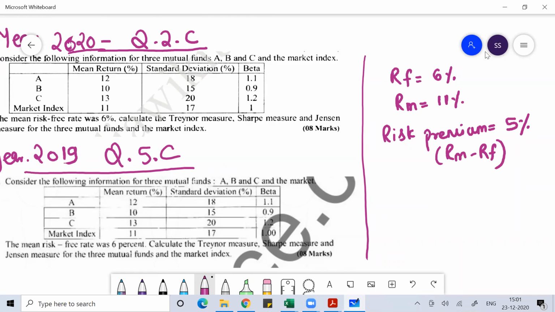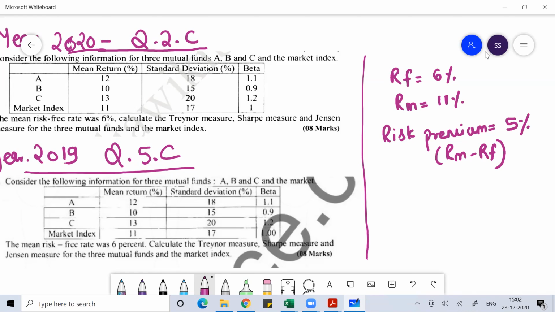Fine, everyone. So you have three mutual funds given, A, B, C, and their mean returns, standard deviation, and beta are given to you. Beta is the factor which measures the systematic risk on the stock, while standard deviation measures the unsystematic risk. So you know the difference between systematic risk and unsystematic risk.